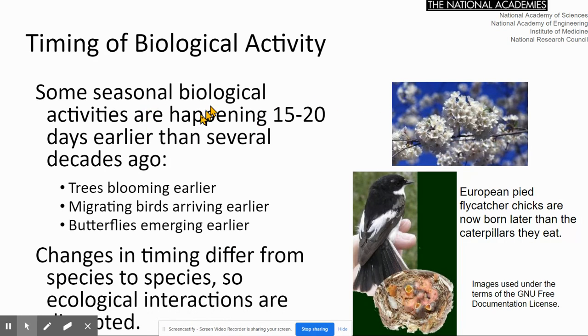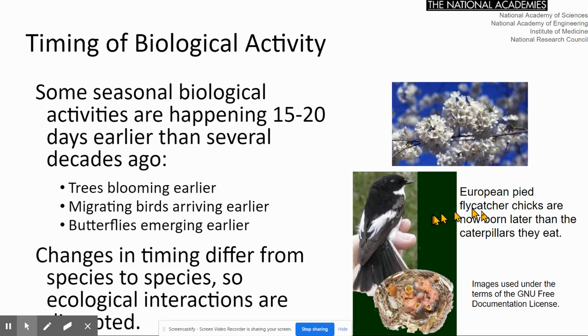So it says some seasonal biological activities are happening 15 to 20 days earlier than 7 years ago. So trees are blooming earlier, migrating birds arriving earlier, and butterflies are emerging earlier. And so if the butterflies get here before the milkweed is out, then the monarchs are out of luck. I mean, I don't think that's going to happen, but that's the idea. So when you have these symbiotic relationships, these mutualisms between two different species, and both species aren't there at the right time, then that's going to affect those ecological interactions. That's the idea.